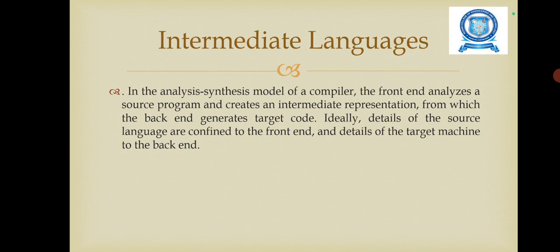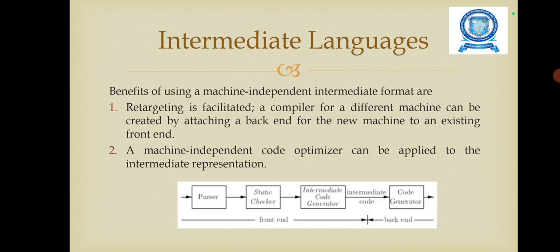Here, ideally, the details of the source language are confined to the front end and the details of the target machine to the back end. Although a source program can be translated directly into the target language, some benefits of using a machine independent intermediate format are: retargeting is facilitated. A compiler for a different machine can be created by attaching a back end for the new machine to an existing front end.